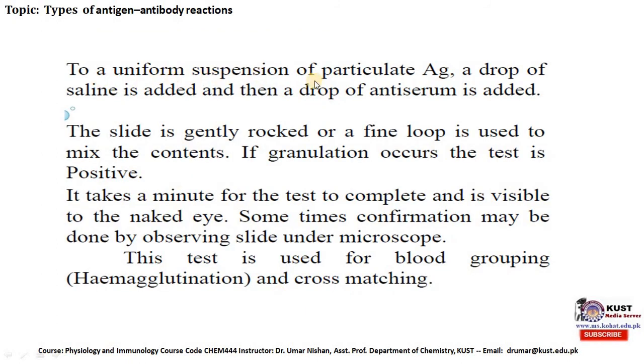To make a uniform suspension of particulate antigen, a drop of saline is added and then a drop of antiserum is added. The slide is gently rocked or a fine loop is used to mix the contents. If granulation occurs, the test is positive. It takes a minute for the test to complete and is visible to the naked eye; sometimes confirmation may be done by observing the slide under a microscope. This test is used for blood grouping, hemagglutination, and cross-matching.